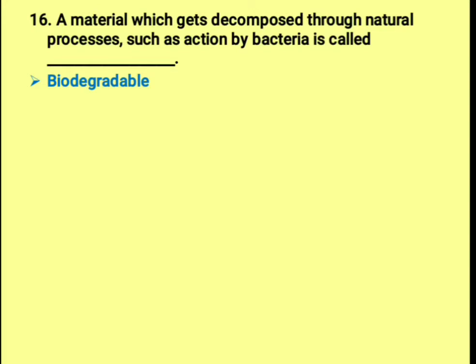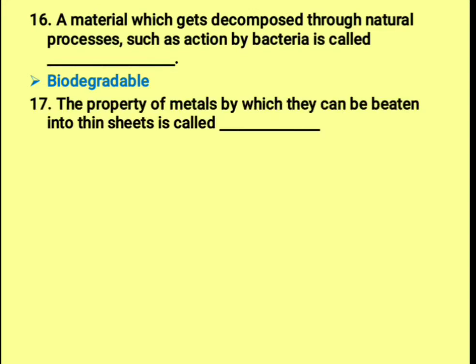So understand that. The next question is, the property of metals by which they can be beaten into thin sheets is called dash. Which property of metals is it that allows metals to be beaten into thin sheets? It is nothing but the malleability property. Malleability tells that metals can be beaten into thin sheets. That is why we have aluminium sheets, aluminium foils, and thin silver sheets which can be coated on sweets, silver coating.